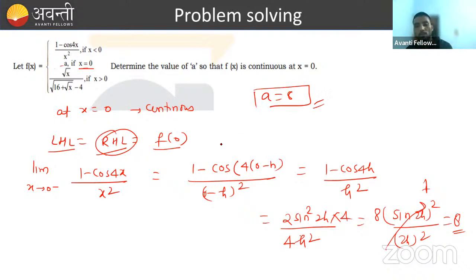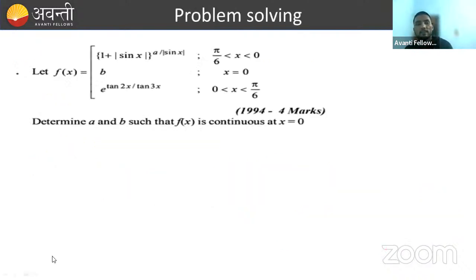Okay. Similarly, we can see this one, guys. We have to find that the function is continuous at x is equal to 0, so determine a and b. So what we need to do, we can find LHL. LHL means limit x tending to 0 minus. Now no need to always put 0 minus h, just solve this limit.